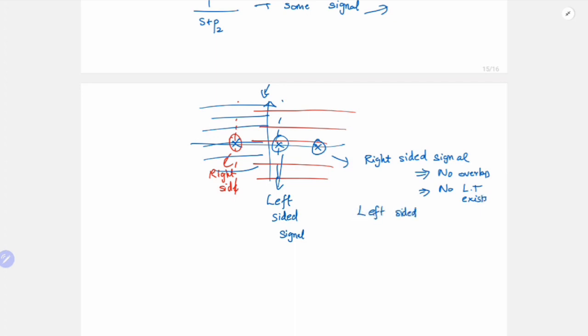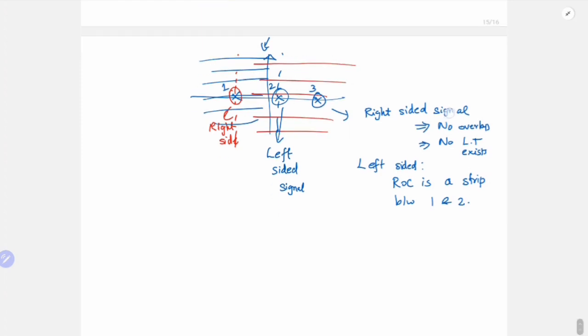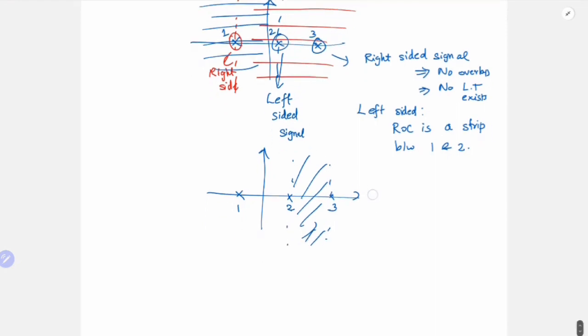So if it is left-sided, then it will have the same overlap as 1 and 2, right? 1, 2, 3. So the ROC is like a strip between 1 and 2. So if I want it between 2 and 3, how do I get it? So I want this region, let's say. So for some signal, the ROC is this region.